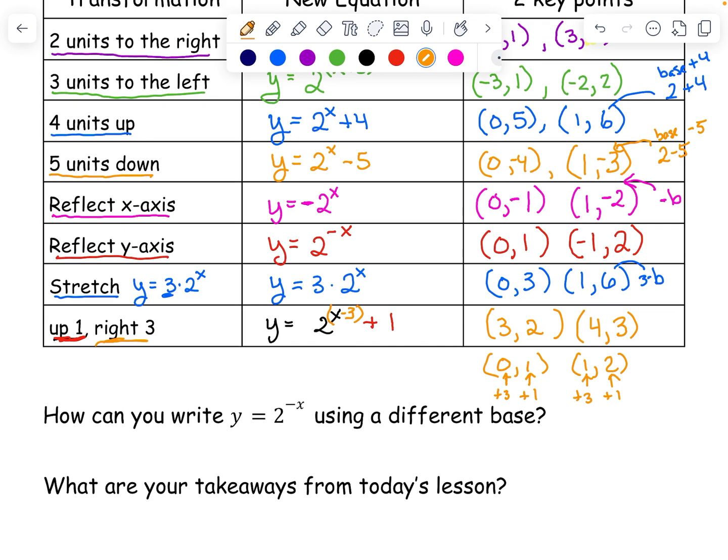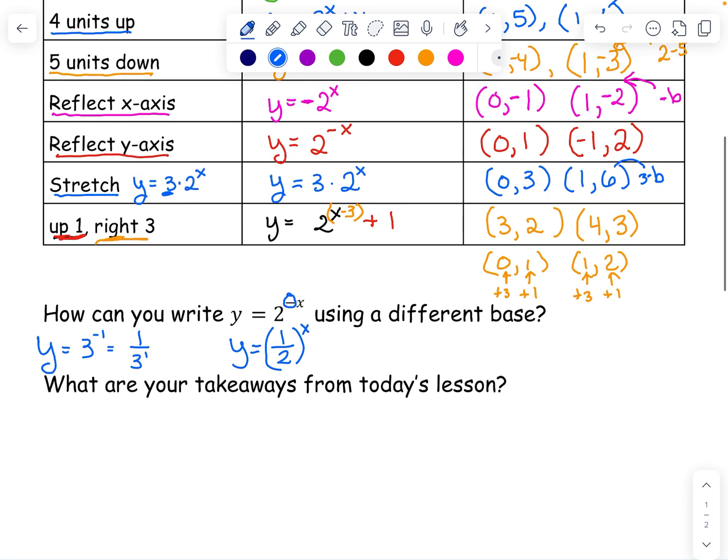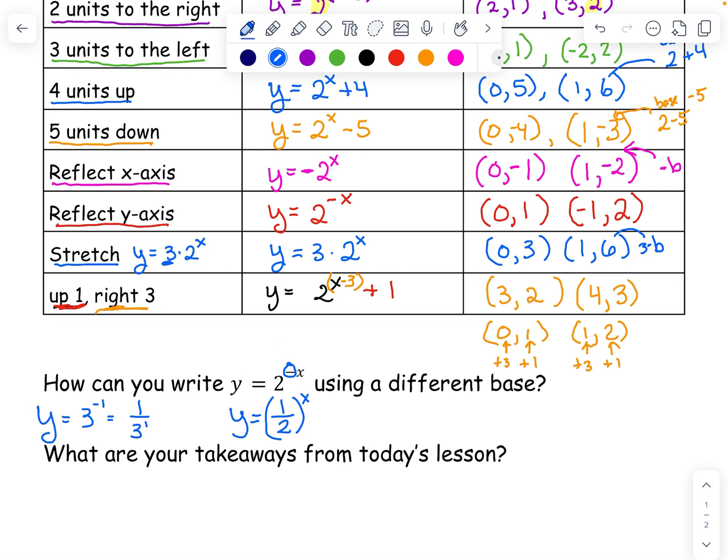Okay, so how can we write this using a different base? Well, you guys, anytime you have a negative exponent, so like if I had 3 to the -1 power, this is 1 over 3 to the +1 power, right? So that's how negative exponents work. So we can go y equals, and then we can do 1/2, right, to the x power. Because I'm taking the 2 and moving it to the bottom. That's what this negative is going to do. Okay, and so when we do that, you guys, now we have done the opposite of x, which means now we're going to be going this way.